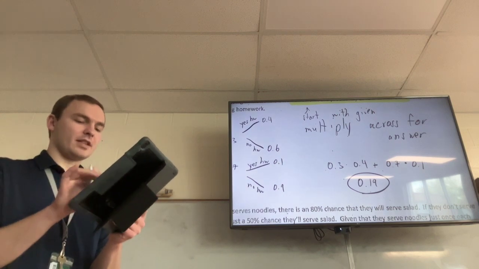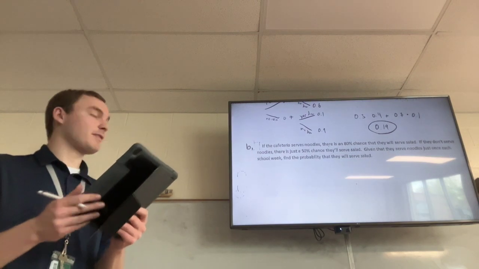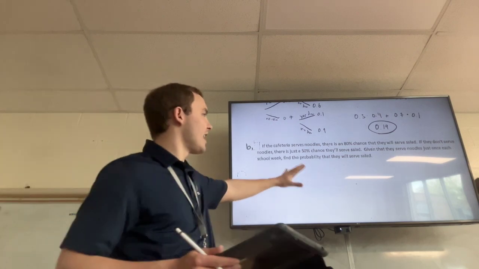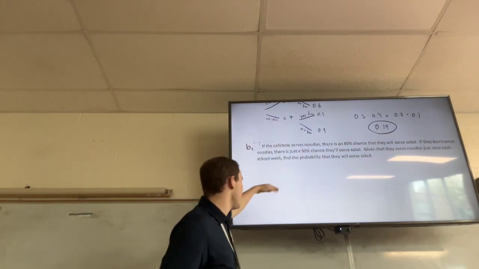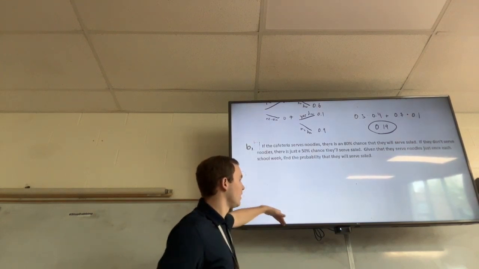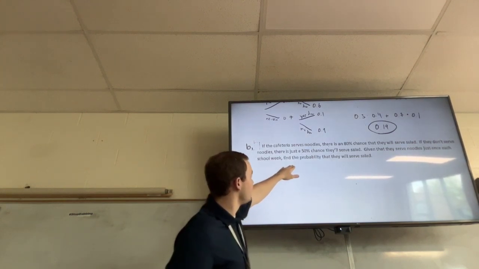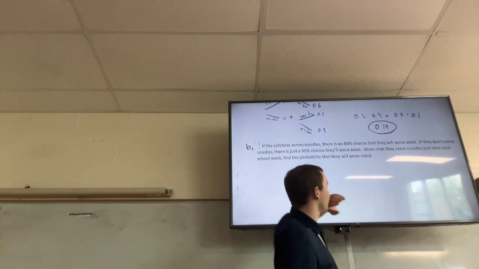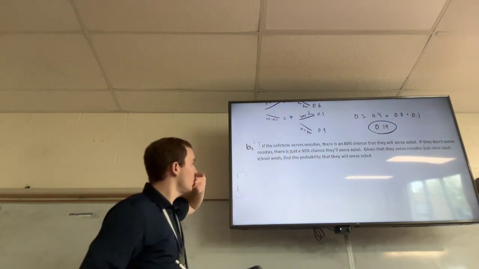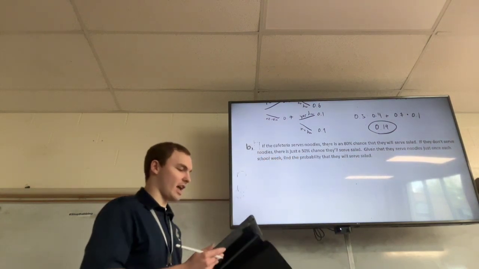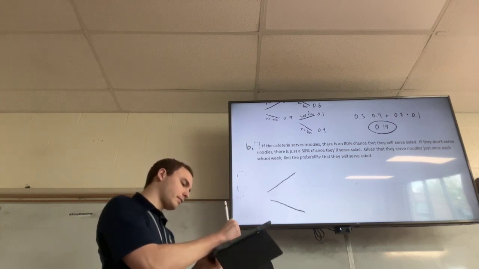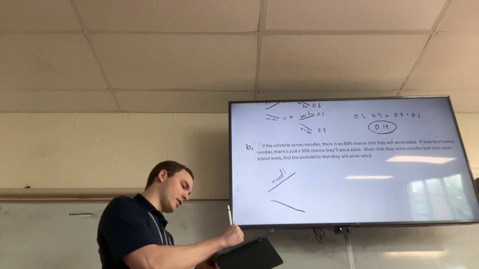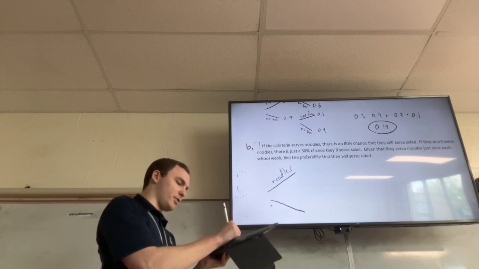Okay. Good. Let's go to this next one. The cafeteria serves noodles and salad. So what do I start with? Do I start with the probability of noodles or the probability of salad? You start with the given. You start with the noodles. So probability of noodles, probability of no noodles.